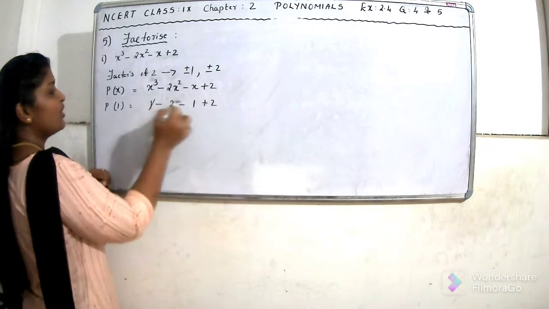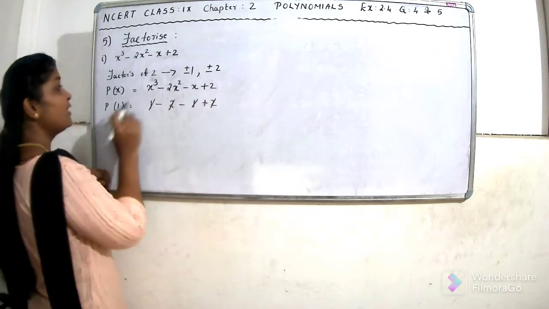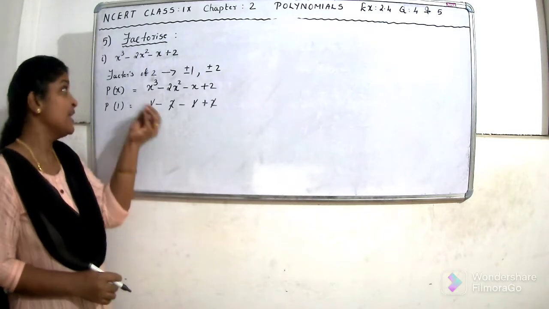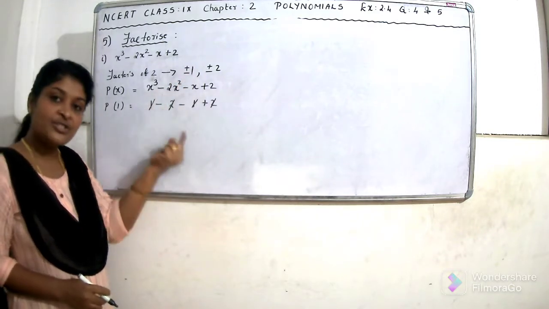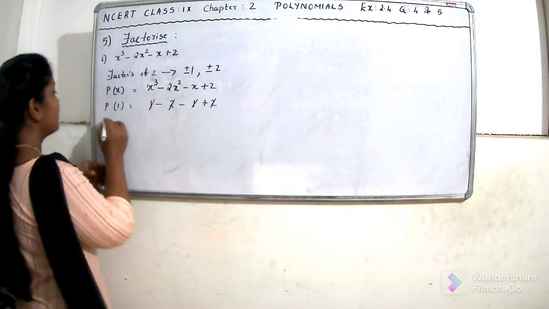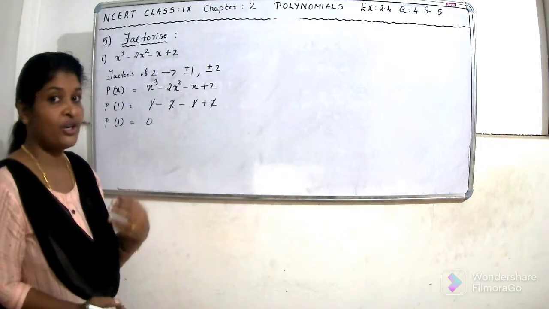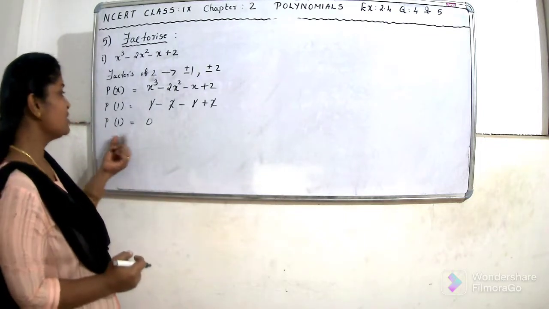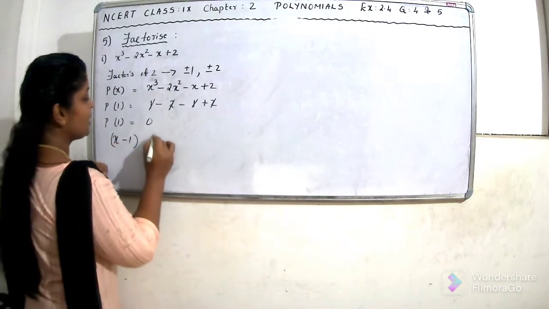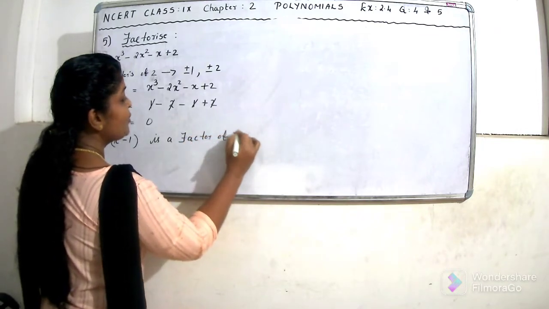So positive 1 and negative 1 cancel, negative 2 and positive 2 cancel. So in the first number itself we got 0. This will not happen in every question. In this particular question, when we substituted the first value, we got the polynomial's value as 0. That means when we substituted 1, we got 0. Which means what? This is what we call the factor theorem. Which means x minus 1 is a factor of p of x.